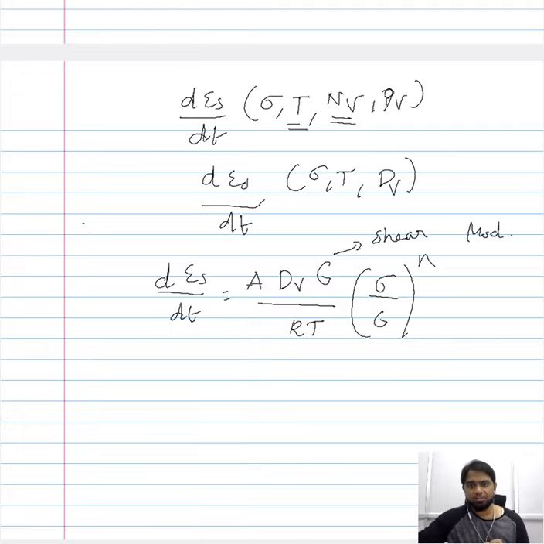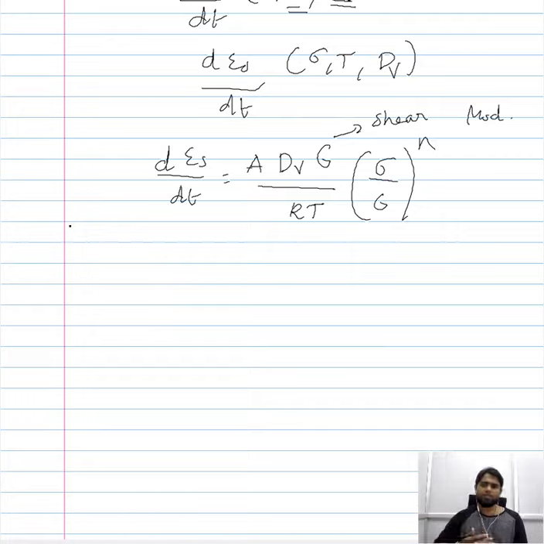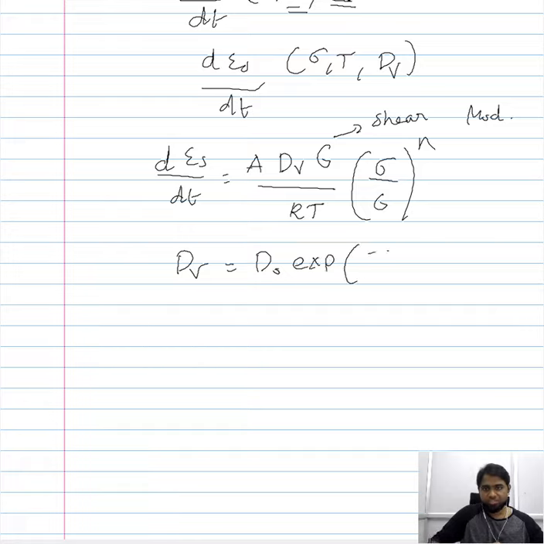The reason we include the shear modulus is because we want to non-dimensionalize the stress. Now this is a power relation, and the rate is now dependent on the nth power of sigma, that is the stress. Now this D_V here, or diffusivity, can be expressed as a constant and the exponential relation between the activation energy and this term here.